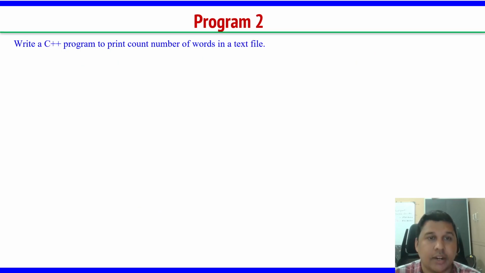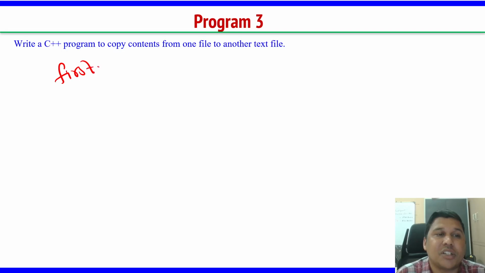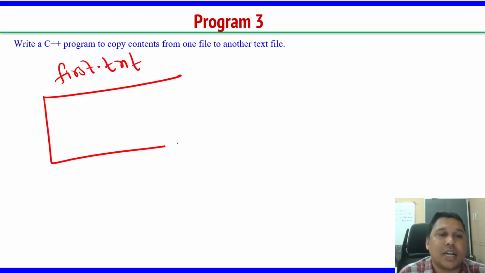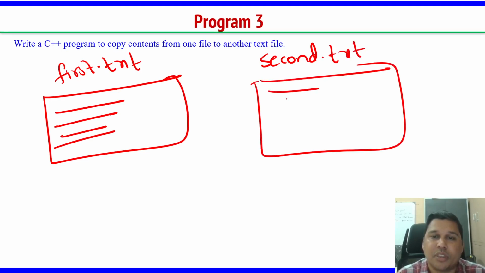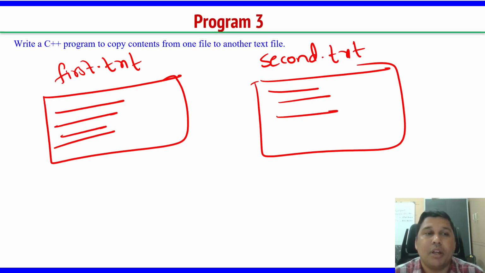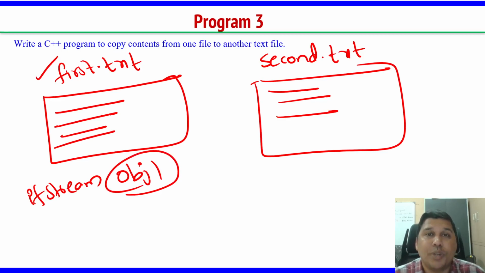So the third question here: write a C++ program to copy contents from one file to another text file. Already there is one file, first.txt, which has some content in it. I want to create another file, second.txt, and insert into it. It's a very simple program. Create an object with read permission using ifstream, obj1. obj1 has the privilege to read content from this file, so you read the content from this file using this object.